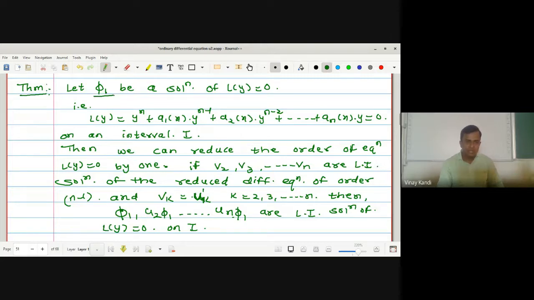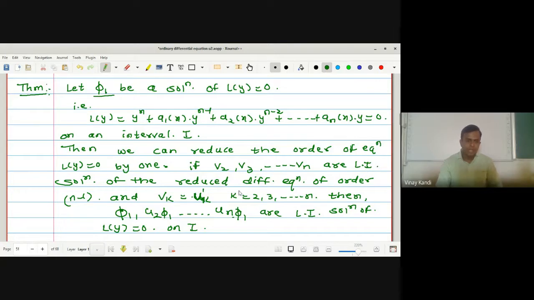If phi 1 is the solution of L of y, which is an nth order homogeneous linear differential equation with variable coefficients on an interval I, then we can reduce the order of the homogeneous equation by 1. If we reduce the order of that equation, then the new equation of order n minus 1 has v2, v3 up to vn, these n minus 1 functions, as solutions of the reduced differential equation, which are linearly independent.